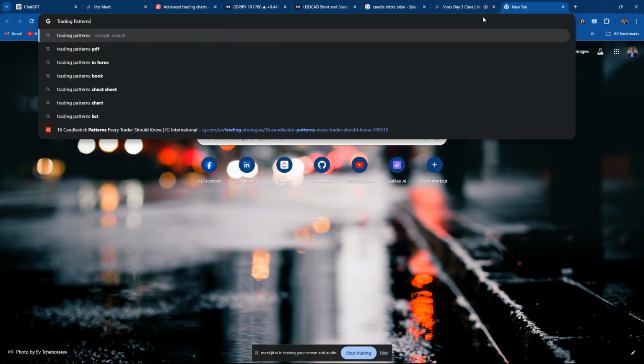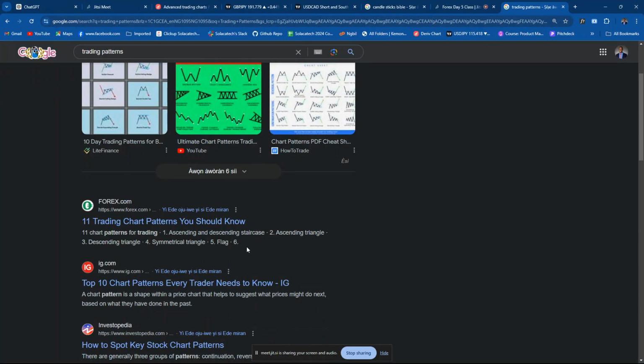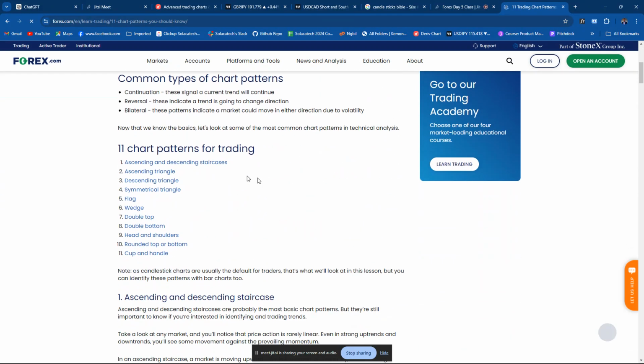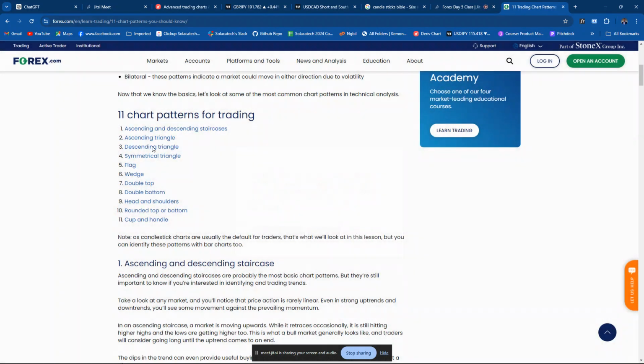Trading patterns. Okay, so these are the names. People have different names. So we have double top, double bottom. Alright, we have ascending and descending staircases. Different name. This ascending and descending staircase can be that M or W.